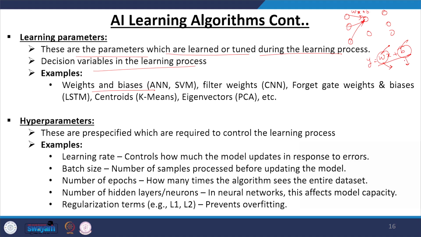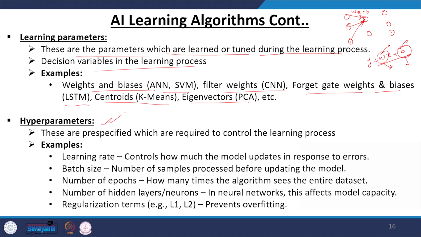Okay. So, weights for ANN and SVM, filter weights for CNN, because we normally use filters for doing the convolution operation with the input feature map. Those filters are the learning parameters for your CNN. Forget gate weights and biases for your LSTM, centroids for your k-means, and eigenvectors for your PCA algorithm.